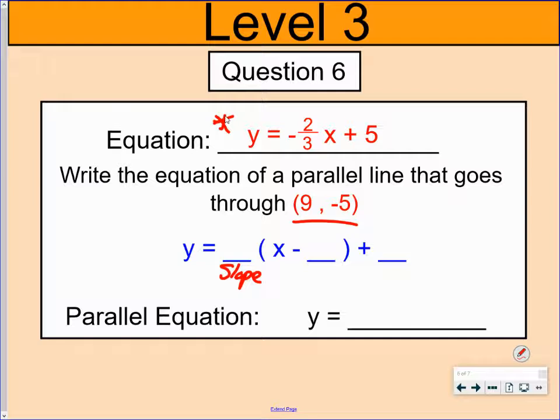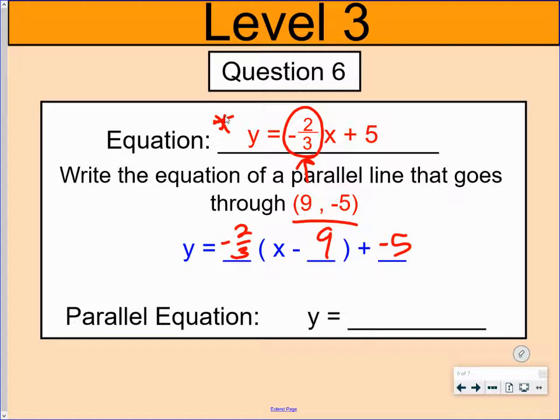Well, what is the slope of a line parallel to this line up here, this line at the top? We want the same slope. We already know the slope, so we know this is going to be -2/3. All right, and we want to go through the point 9, -5. This is our point here. This is our x1 and our y1. There's our point.